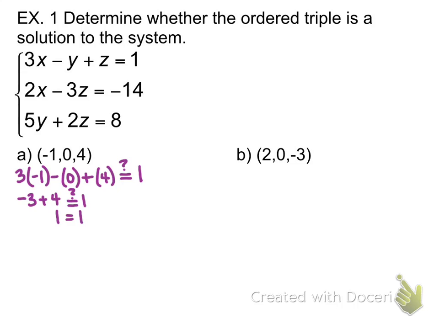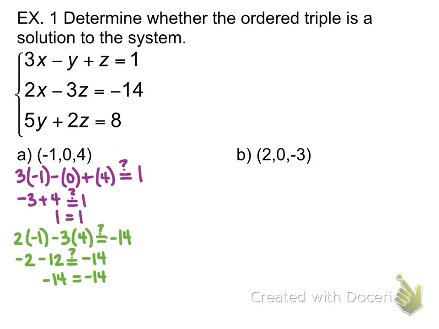So I try it in the second. 2 times -1 minus 3 times 4, I'm trying to see, does that equal -14? So -2 minus 12 does equal -14. So we're good in the second equation. In the third, 5 times 0 plus 2 times 4, I'm trying to see, does that equal 8? And yes, 8 does equal 8. So since it is a solution to all three equations, it is a solution to the system.